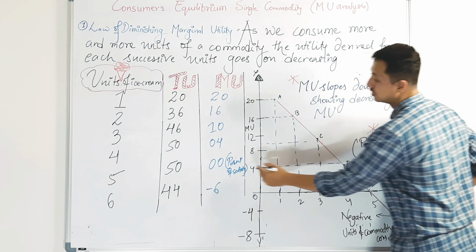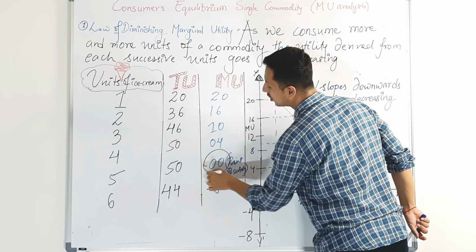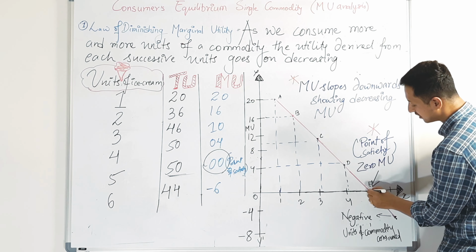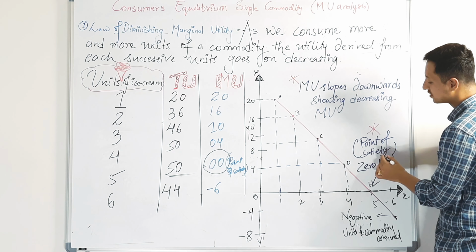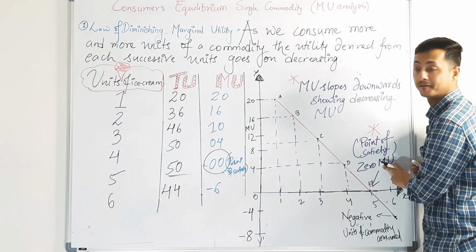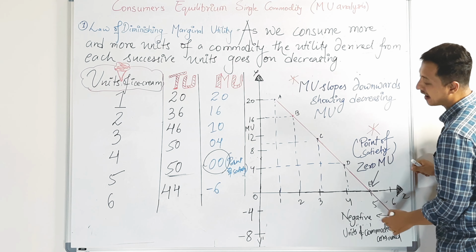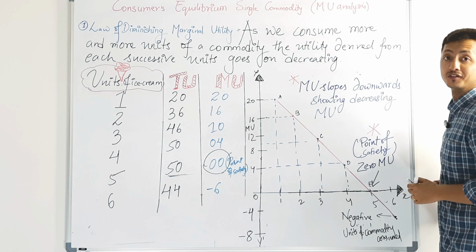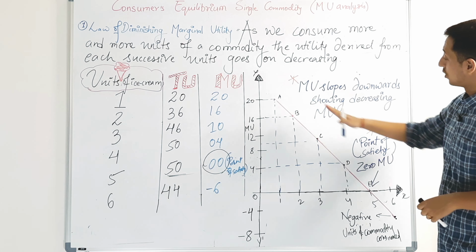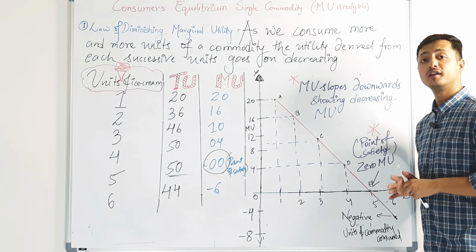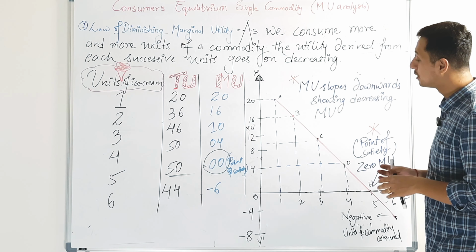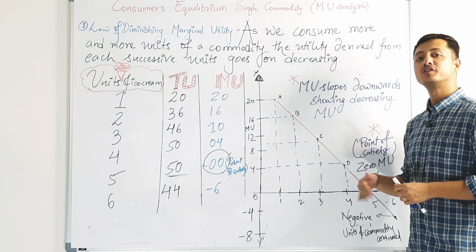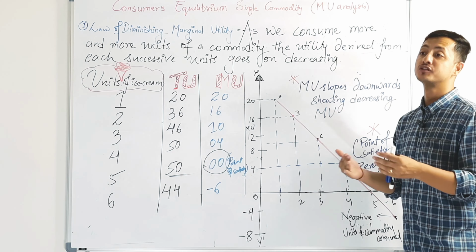Then on the fifth unit, when the marginal utility is 0, that is the point of satiety. So it is this point, the point of satiety, or the point of zero marginal utility. Then when we further have the sixth unit, the marginal utility becomes negative. What we can see from here is that marginal utility is downward sloping, because of the inverse relationship that exists between the units of commodity consumed and the marginal utility derived.